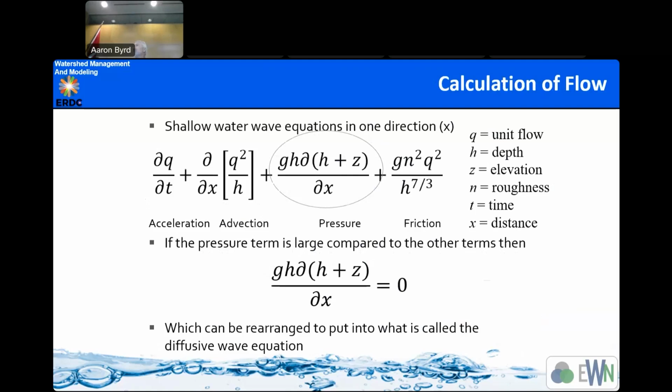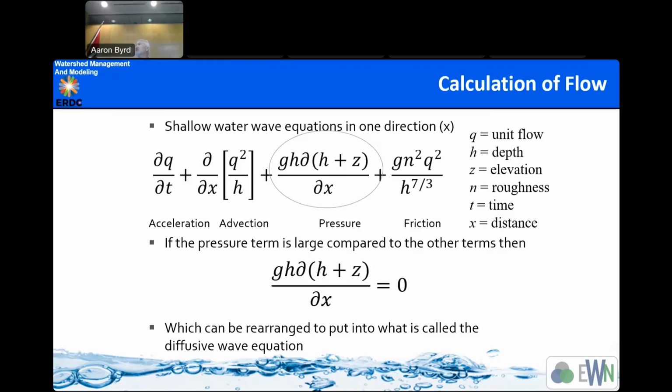The shallow water equations are listed up there at the top. That's the full St. Venant equations. What's helpful is to think about what the different terms represent. The first term, change in flow with respect to time, is an acceleration term. The second term, the change with respect to space, q squared over h, is the advection term. That's the term that makes the shallow water wave equation so hard to solve, because it's highly nonlinear. The next term is a pressure term, and the last term is a friction term.